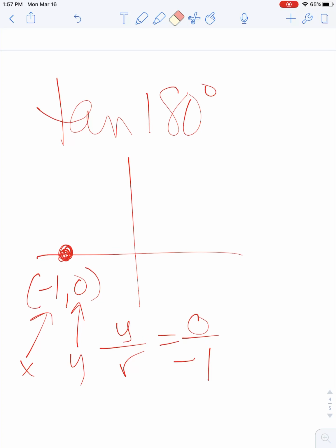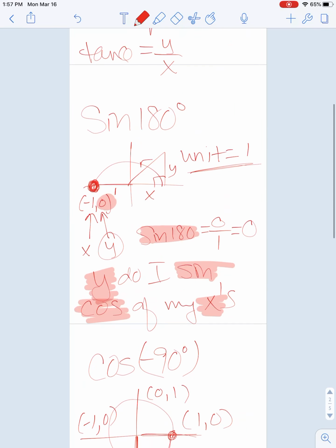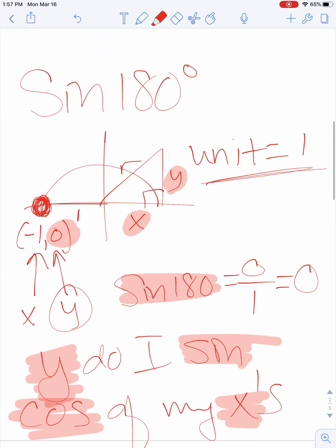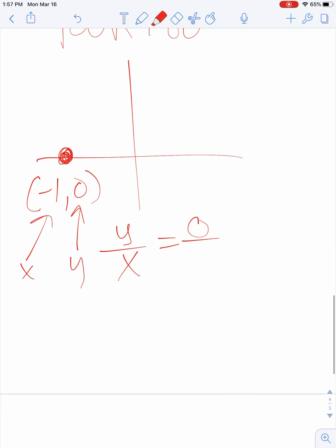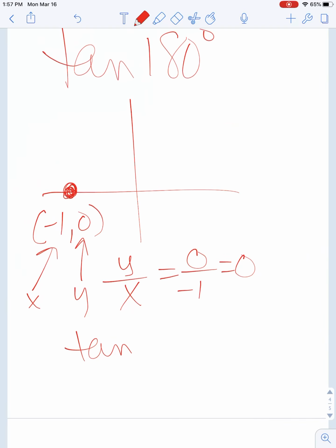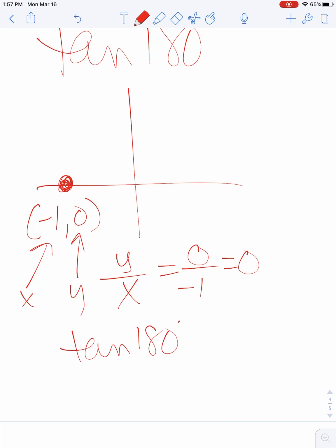Oh, I'm sorry, I did that wrong. Tangent is y over x. If you come back up here to this triangle right here, tangent is opposite over adjacent. So y over x, 0 over negative 1. Oh, we get 0 again. Yes, just by chance, all of these are 0 so far. I've just picked ones that are all 0.